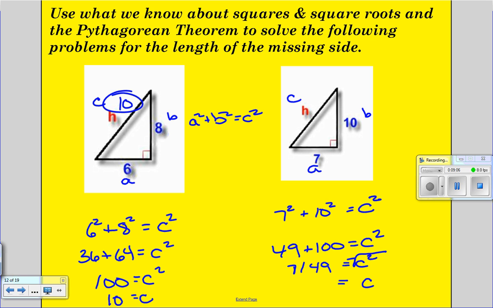And the square root of 149, we're going to have to estimate that. So we know that 144 would be 12 squared. That's pretty close. And then 13 squared is 169, so that's a little farther away. So about 12. I'm going to put the little wavy line that means about here. So about 12 for the hypotenuse on this second triangle.